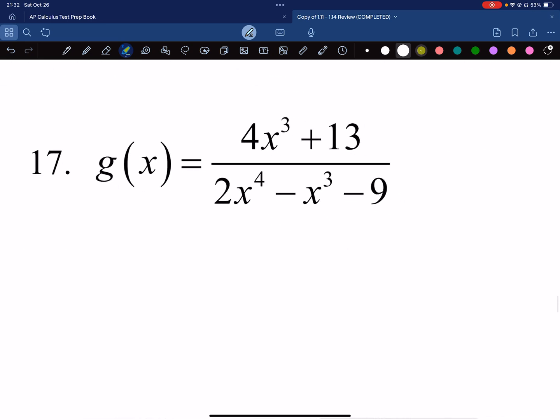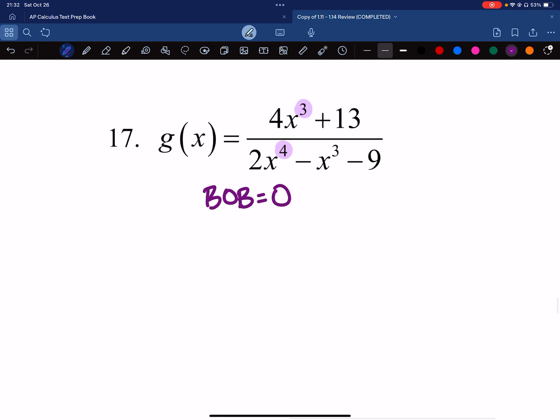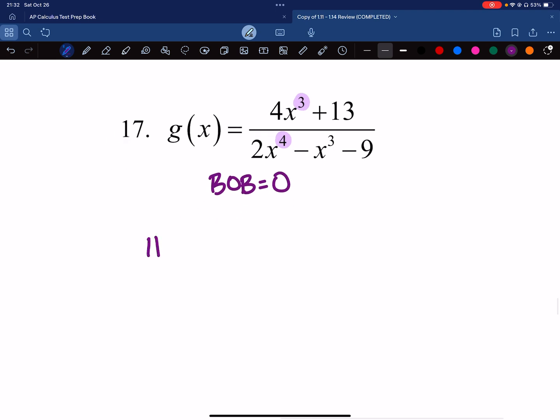Okay. Looking at this one, comparing the exponents on top with the exponents on bottom. My exponent on top is 3. My exponent on bottom is 4. So this is a case where we have something that is bigger on bottom. When it's bigger on bottom, our horizontal asymptote is 0. So this has a horizontal asymptote at y equals 0.